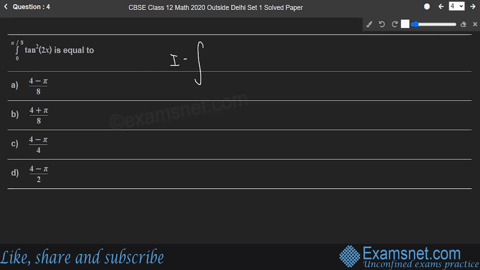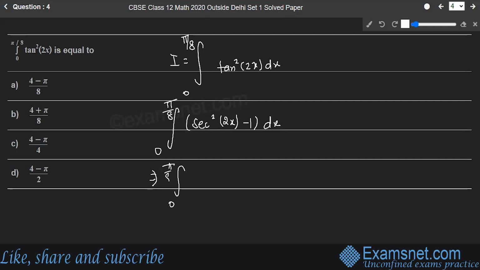Fine, let's say this is equal to I, integral from 0 to pi by 8 of tan square 2x dx. This integral is okay, I can write tan square 2x as secant square 2x minus 1. So this can be written as integral 0 to pi by 8 of secant square 2x dx minus integral 0 to pi by 8 of 1 into dx.